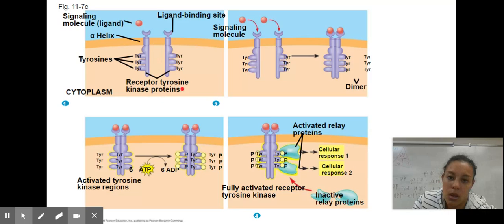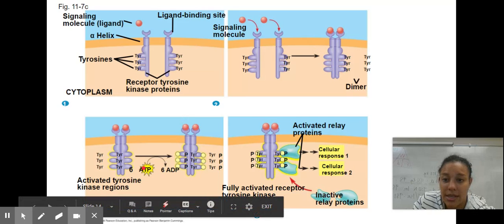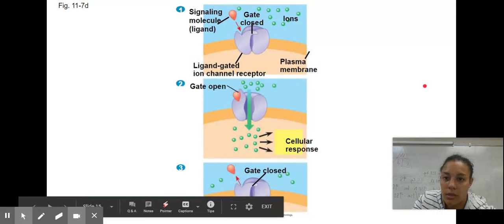Step 2 is going to be the transduction, or the series of steps to get to a response. So we can see here's one step of the dimer being formed. Here's the next step of ATP dropping off phosphate. And then after those transduction steps, we have our third part, which is the response of the cell.